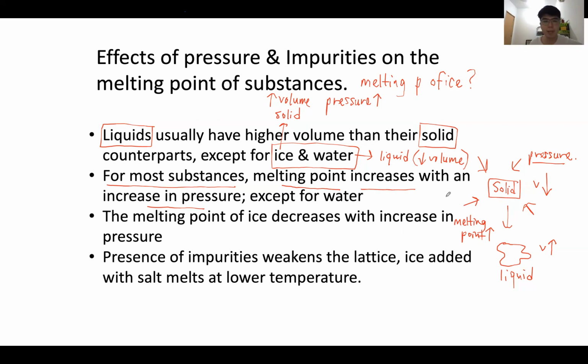Now, that is for most substances, except for water. Water is different. Again, water is different, meaning that if you increase the pressure, what happens to the melting point of ice? Does the melting point of ice increase? The answer is it decreases. Why? Because when ice turns to water, which one has a greater volume? Ice has greater volume, right? Water has less volume.